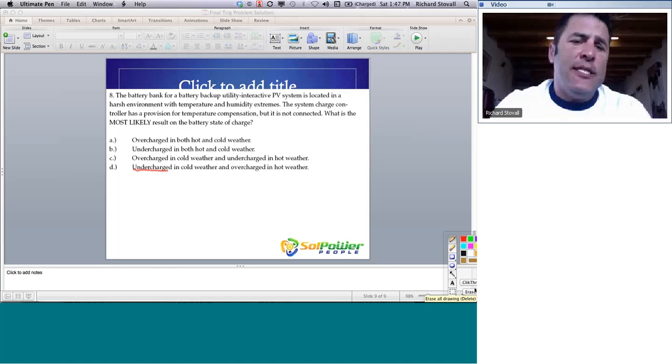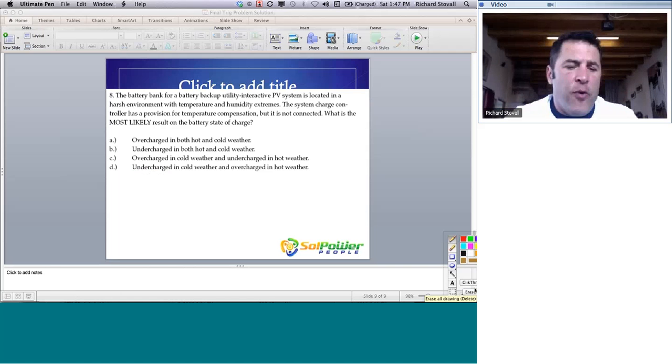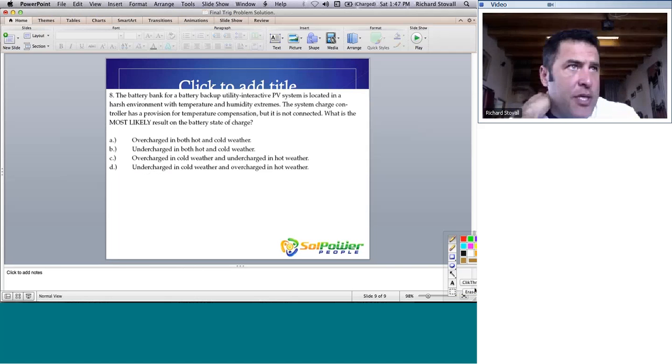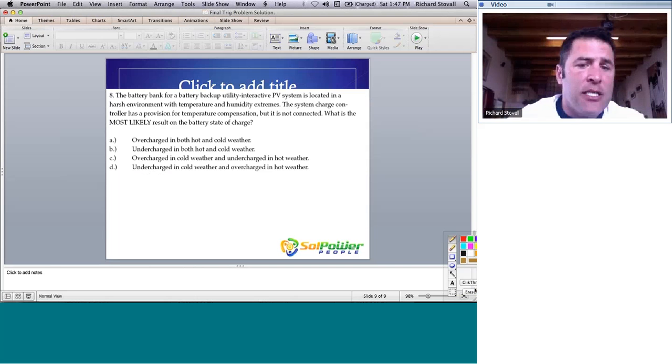That's just one of those things that you'll have to commit to memory. I don't know that NABCEP necessarily needs you to understand the science behind it all. I would just let that reside in your mind as rote memorization. You need more voltage to charge a battery in the cold and less voltage to charge a battery in the hot. Therefore, without any compensation, you're going to undercharge in cold weather and overcharge in hot weather. Okay?